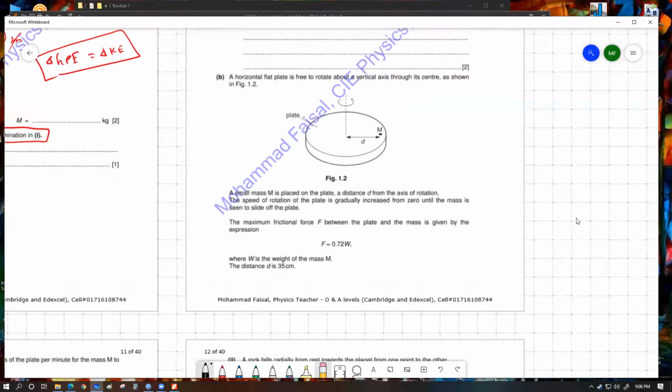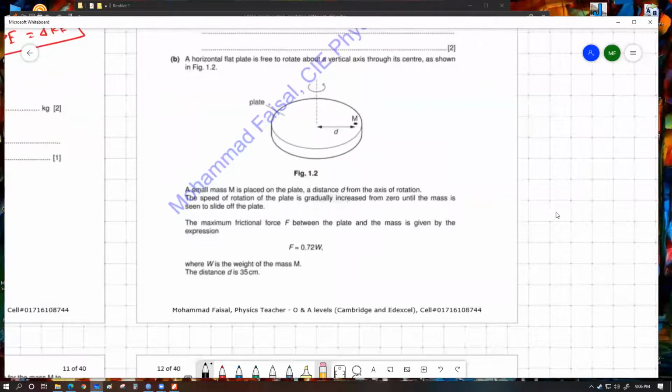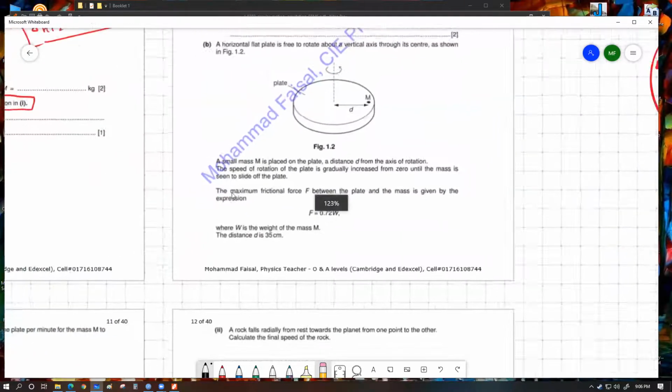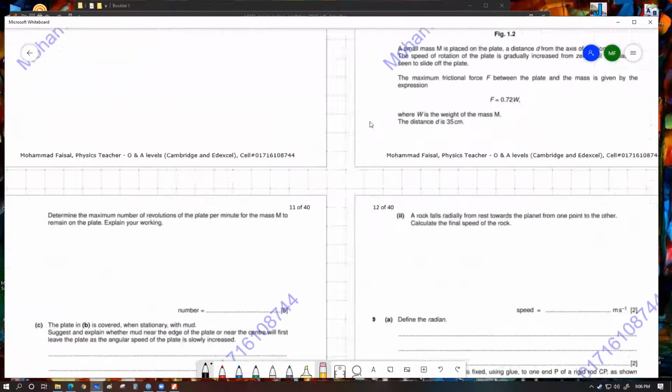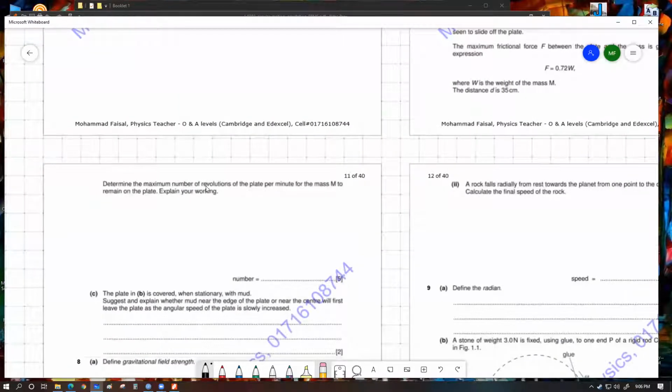So we can start the process of solving this paper. The question says that the maximum frictional force between the plate and the mass is given by the expression F equals 0.72 W, where W is the weight of the mass M. The distance D is 35 centimeter. Determine the maximum number of revolutions of the plate per minute for the mass M to remain on the plate. Explain your working. So they've asked us to explain our working.